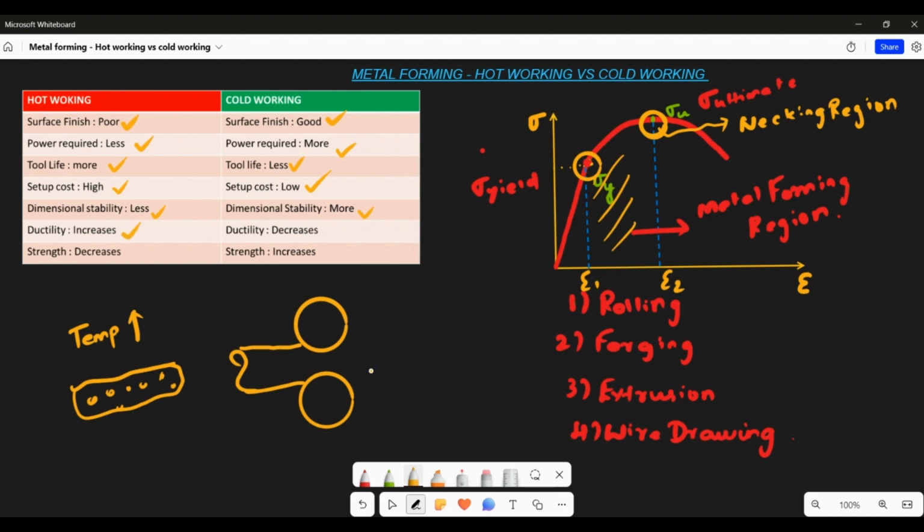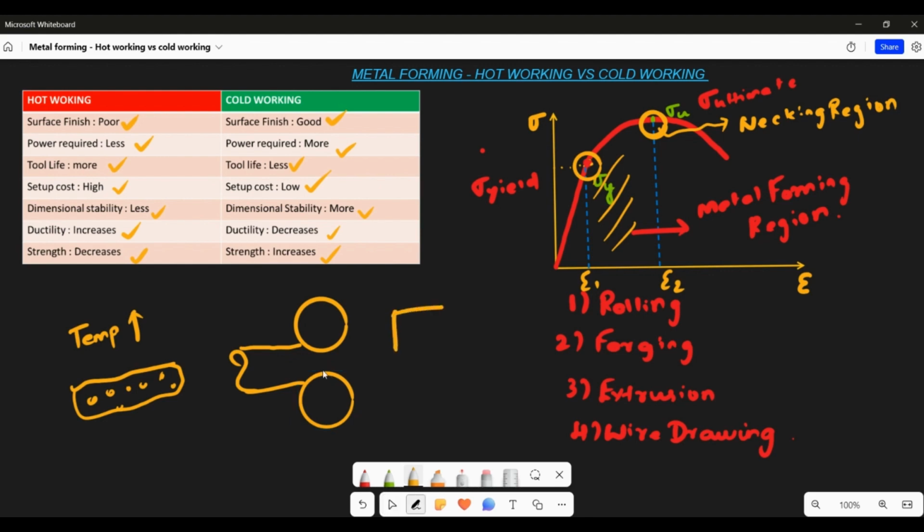So ductility, what happens if we increase the temperature? Ductility increases, which means I can easily deform the material. In cold working, the ductility decreases, meaning I have to give more force to deform the material. As the ductility increases, strength decreases, that everyone knows. As the ductility decreases, the strength increases. This is the key difference between hot working and cold working. And one more point I would like to give.